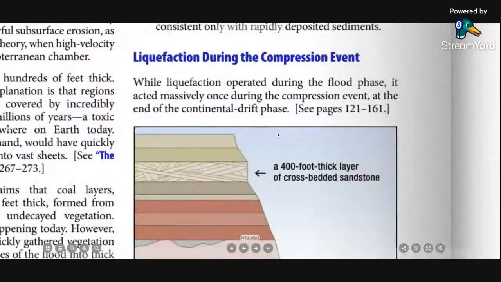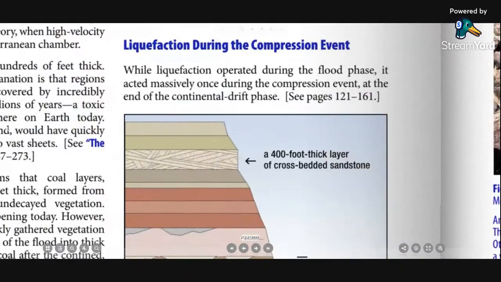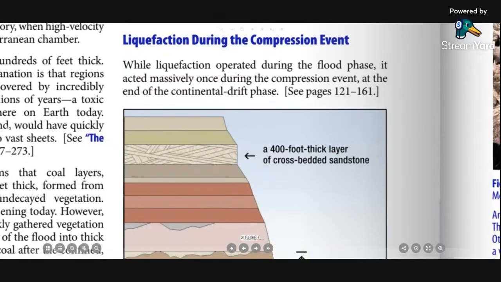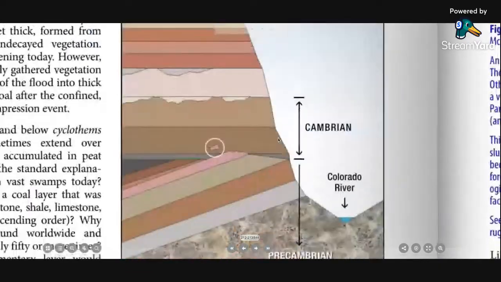While liquefaction operated during the flood phase, it acted massively once during the compression event at the end of the continental drift phase. See page 121.